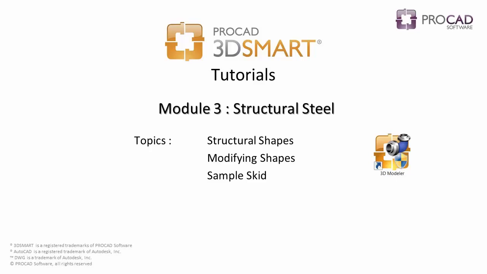Module 3, Structural Steel, covers the following topics: structural shapes, modifying shapes, and sample skid. Our first topic in Module 3 is structural shapes.